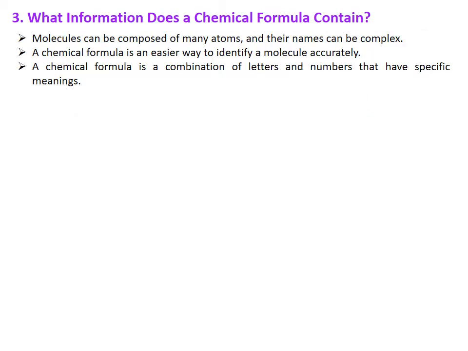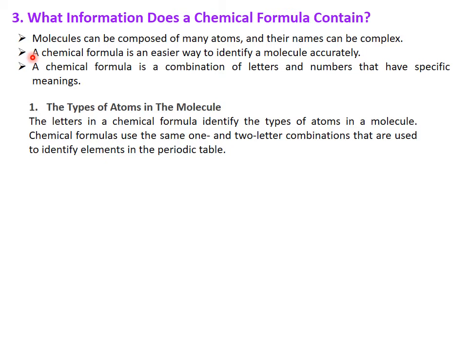Now, let's discover what information a chemical formula contains. Molecules can be composed of many atoms, and their names can be complex. A chemical formula is an easier way to identify a molecule accurately. A chemical formula is a combination of letters and numbers that have specific meanings. Now, let's see what information a chemical formula contains.